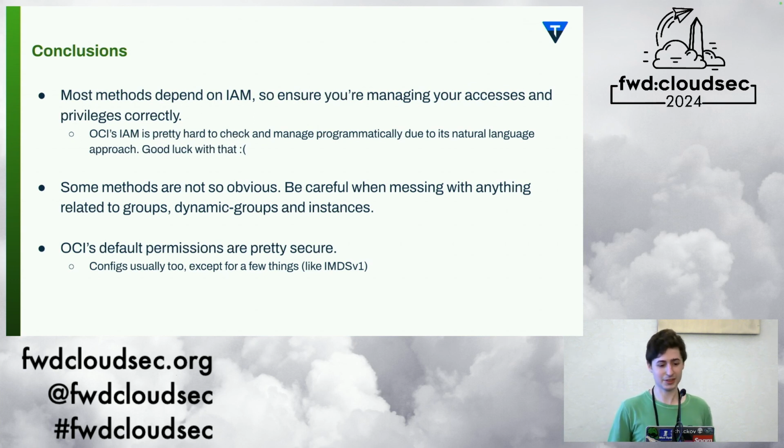It's pretty hellish. Some methods are not so obvious, as you've seen. So be careful when messing with groups, dynamic groups and instances, things like that. They can get tricky. And OCI's default permissions are pretty secure. By default, things have no permissions. So you have to rely on someone making a mistake if you're a pen tester, or you have to rely on your developers not making mistakes if you're on the blue team.